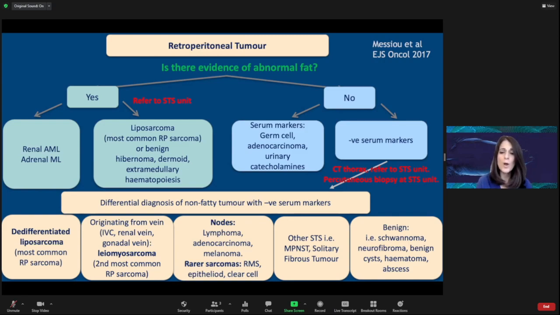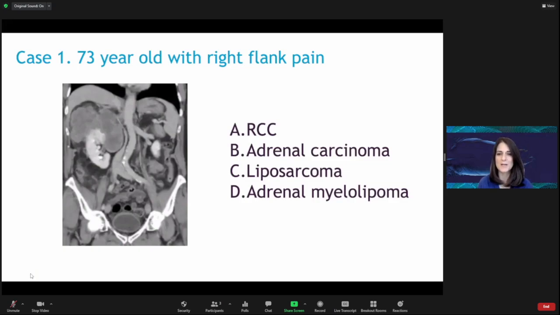There are a whole host of benign pathologies in the retroperitoneum, particularly schwannomas. So we see quite a lot of schwannomas in our sarcoma MDT, and we'll look at a few of those. And there's a small number of sarcomas that, even though they're rare, have quite characteristic imaging appearances. So I'm going to introduce you to some of those as well.